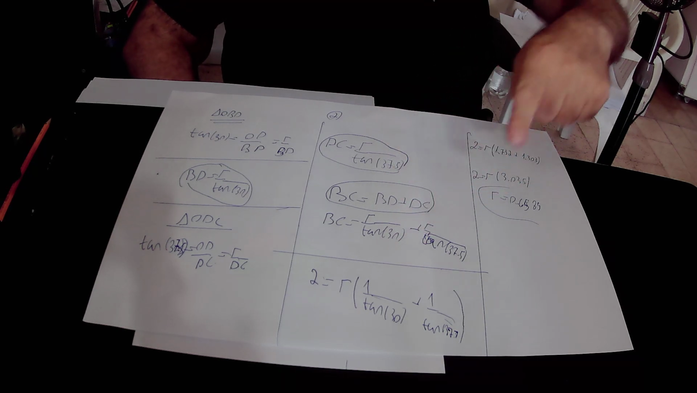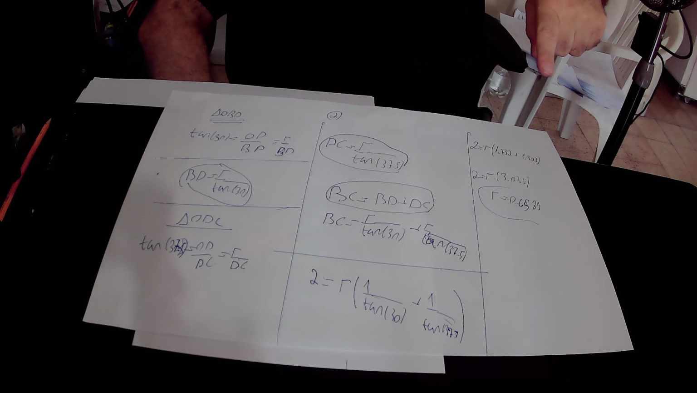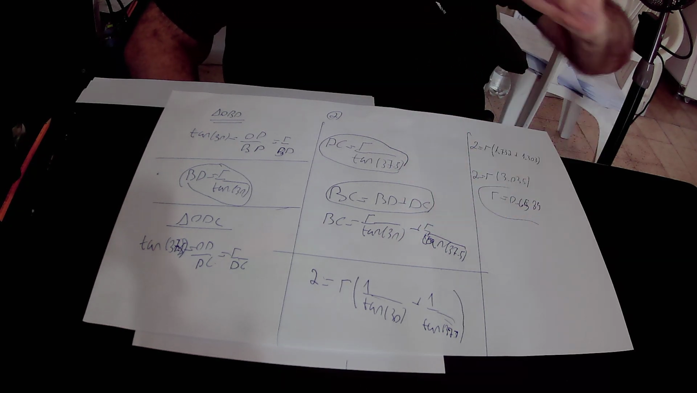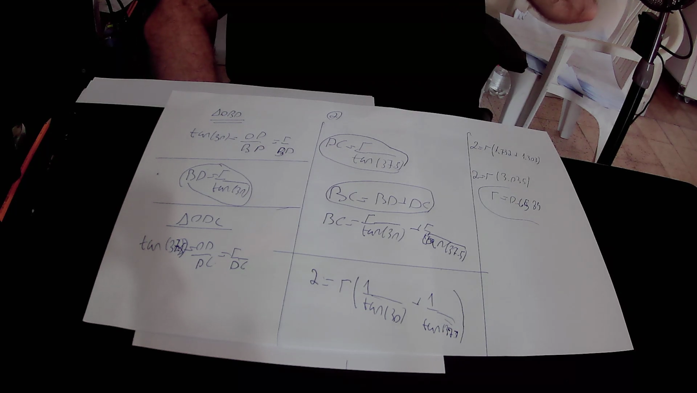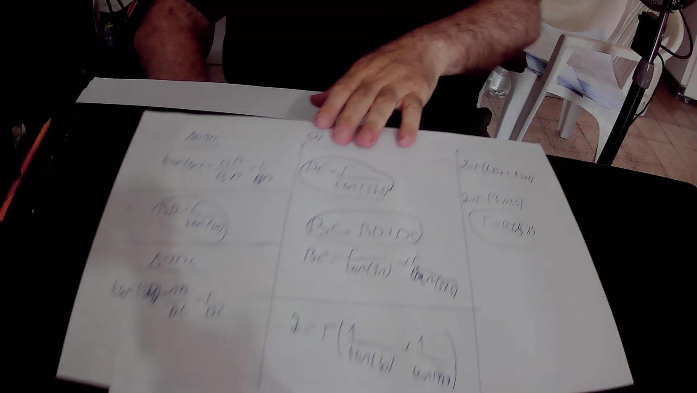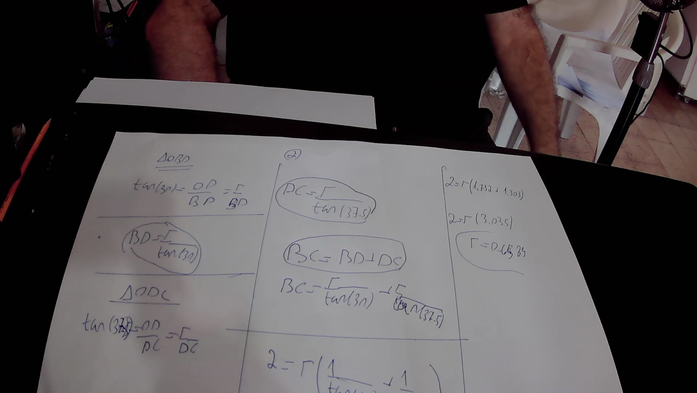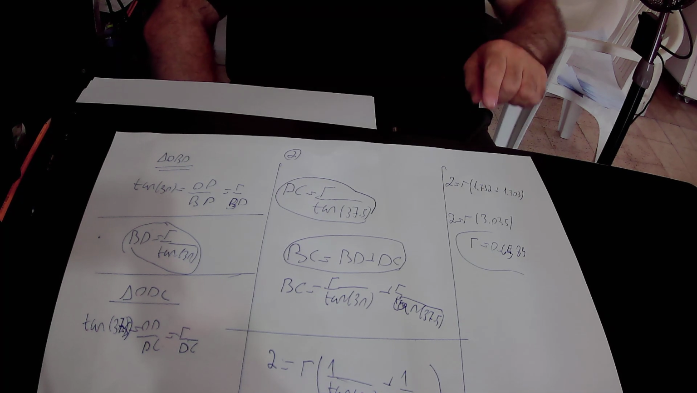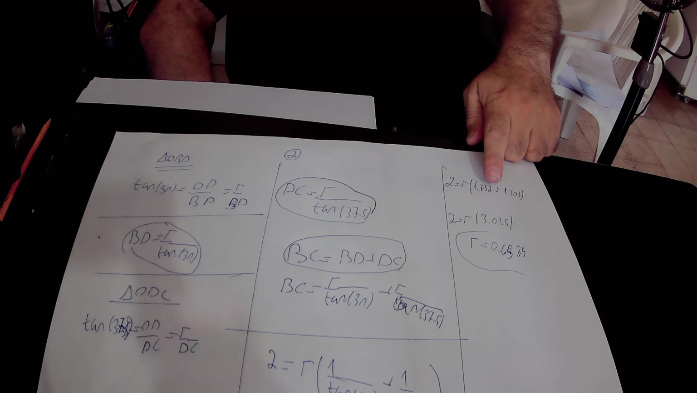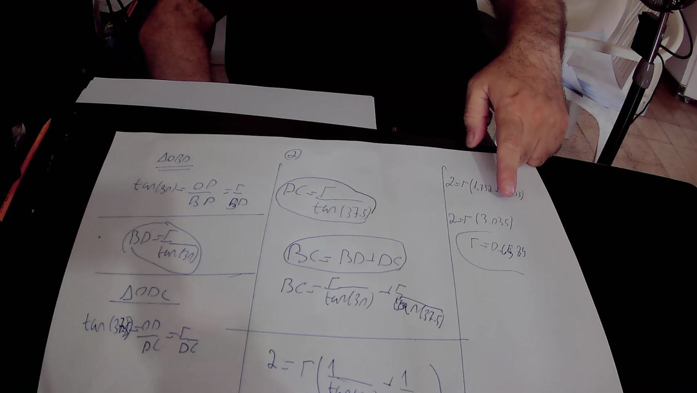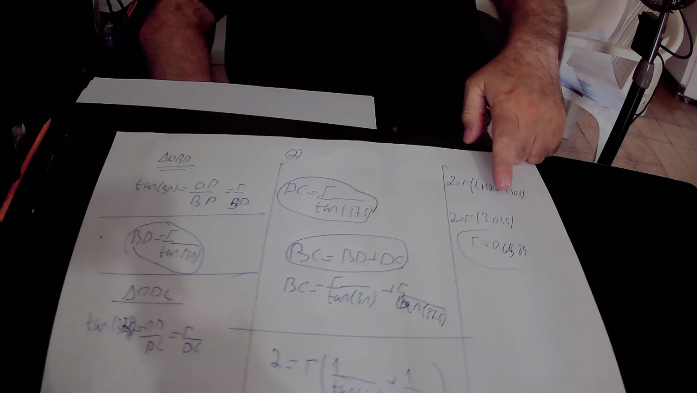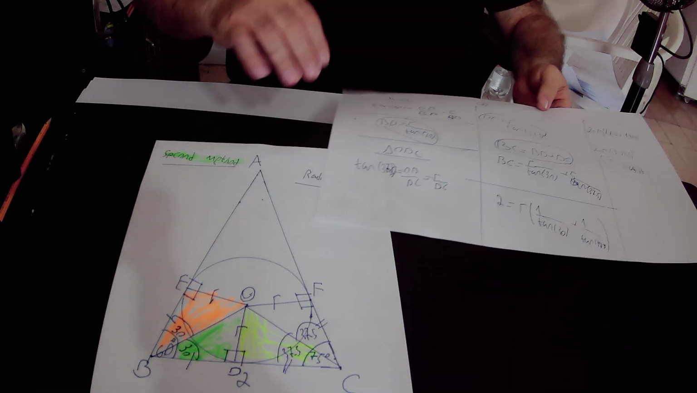1 over tangent 30 degrees is 1.732 units, and 1 over tangent 37.5 degrees is 1.303. And 1.732 plus 1.303 is 3.035. We divided this equation by 3.035, and found out that the radius of the circle that we are looking for is equal to 0.6589 units. And we got the same results in both methods.